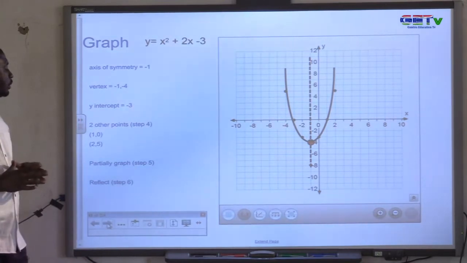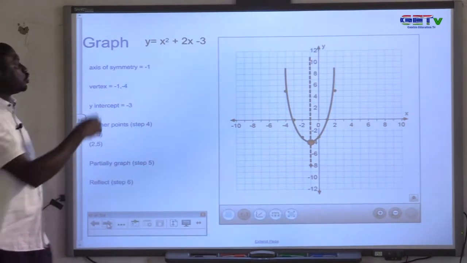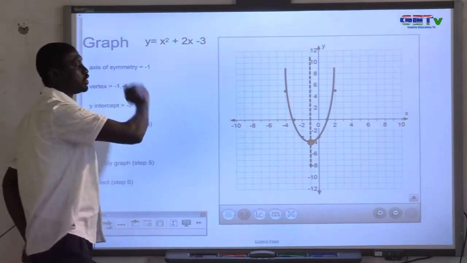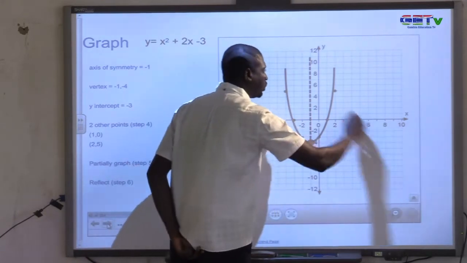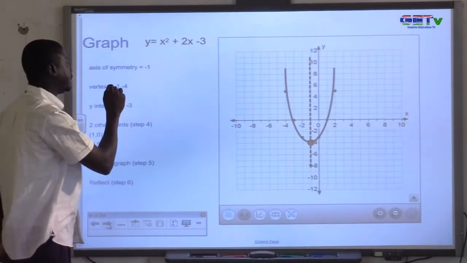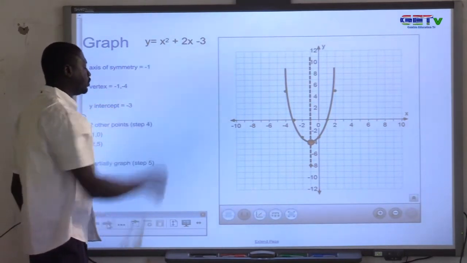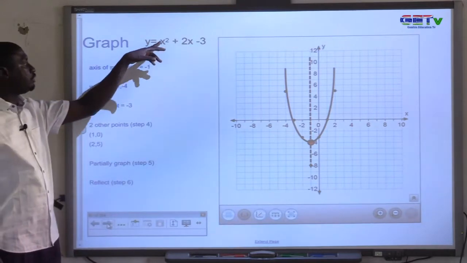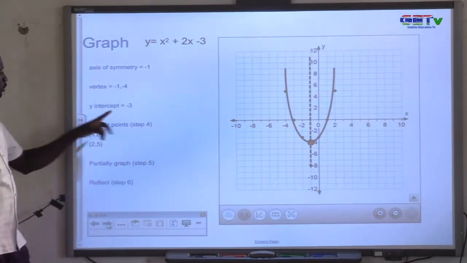Step 3 is the y-intercept. To get the y-intercept, you take the value when x equals 0 in the function y equals x squared plus 2x minus 3. If you substitute 0 in place of x, that will give us our y-intercept. So the y-intercept that we got was negative 3.